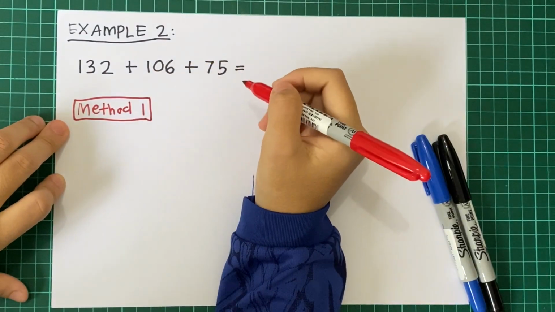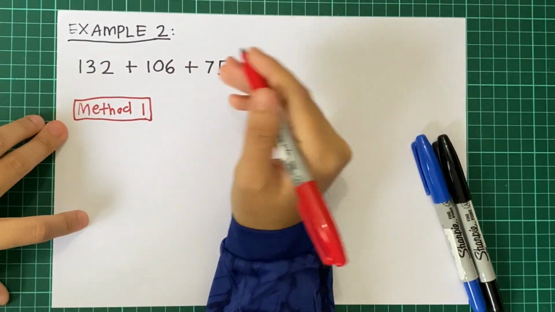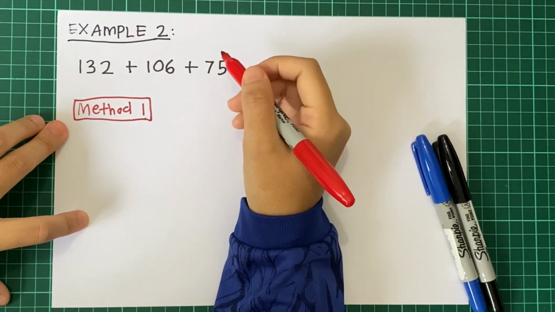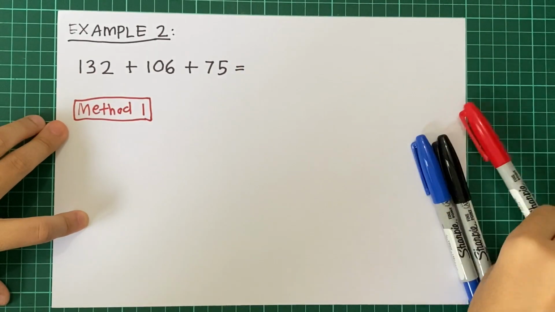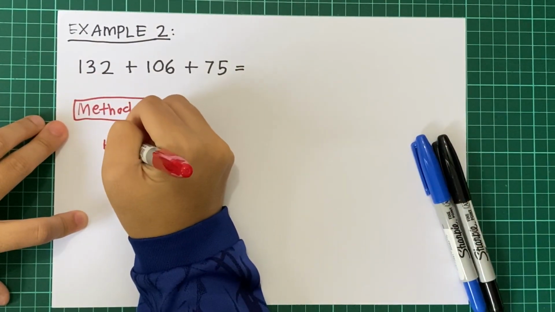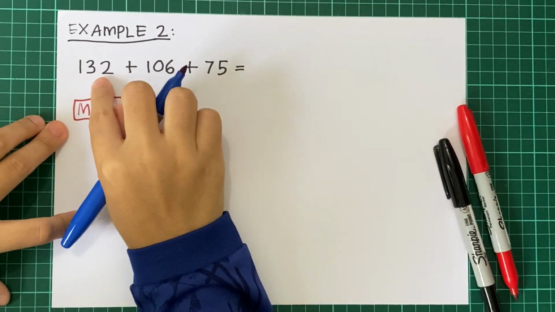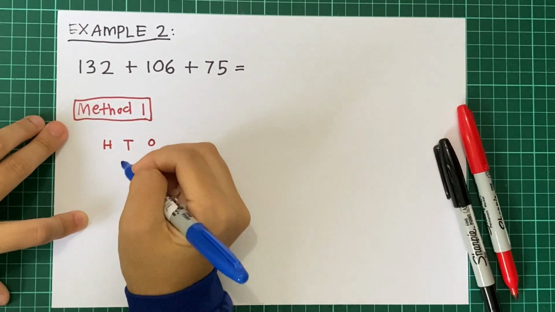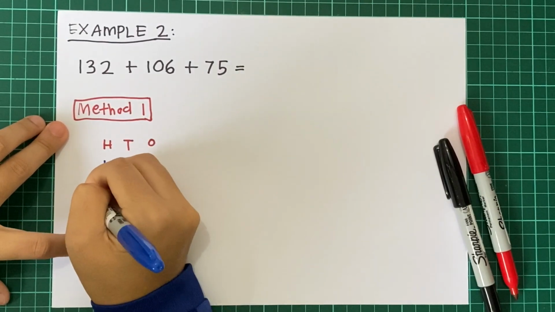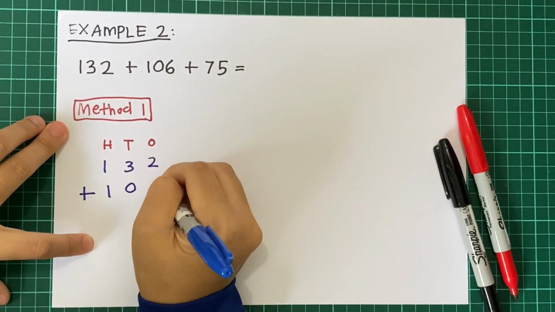Do you still remember that I showed you earlier, when we do method 1, we need to separate these numbers into two different standard written methods? We write down the place value first, hundreds, tens, and ones, and then we add the first number with the second number first. It's 132. You plus the second number, 106.